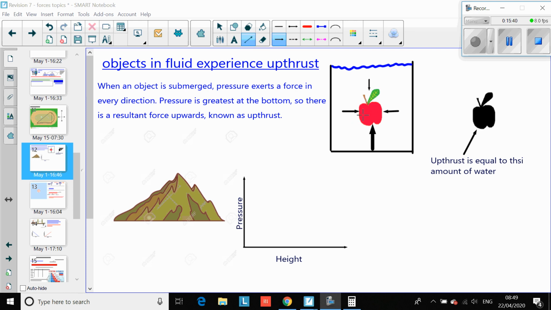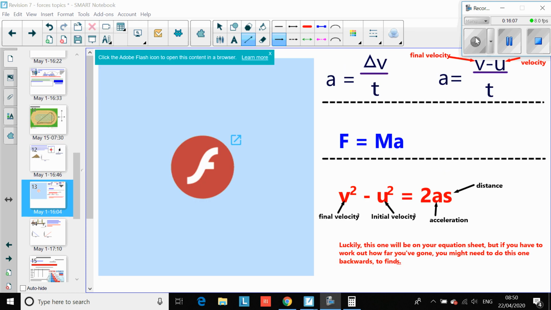If it is more than the weight of the water, it will sink. If it is less than the weight of water, it will float. And how much less the weight of water is will determine how much it sits on the surface. Now, pressure is greatest at the bottom because there's more weight of water pushing up. So there is a resultant force upward known as upthrust. And again, that is in your revision guide, so please take the time to look at that.